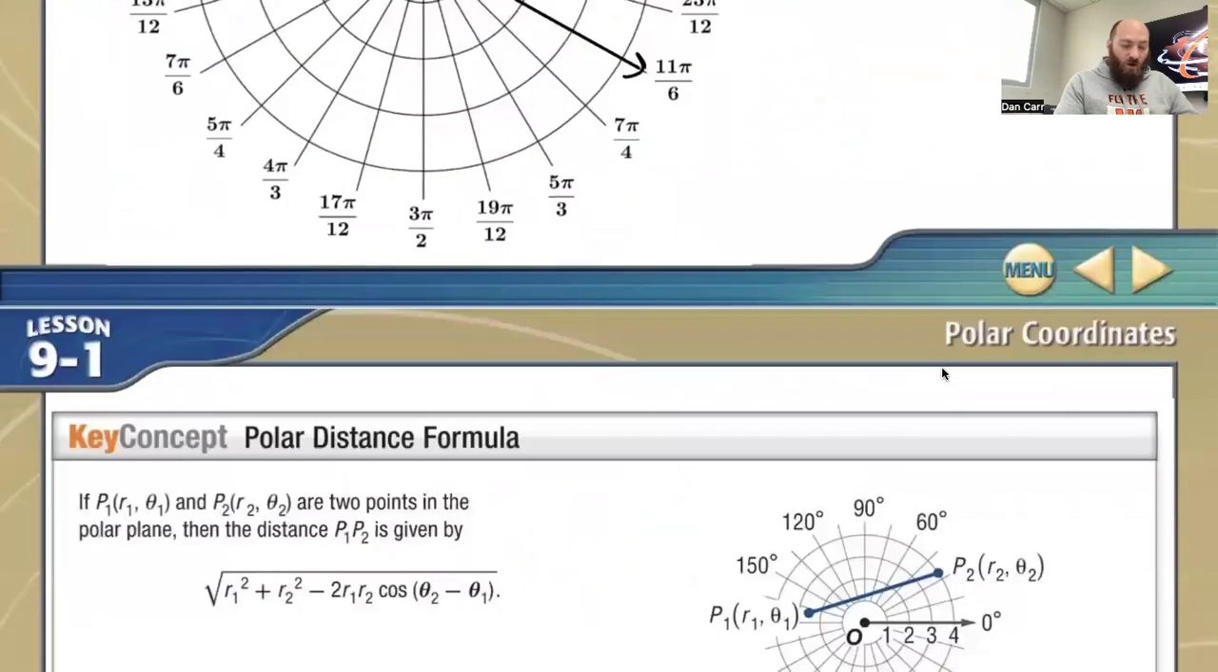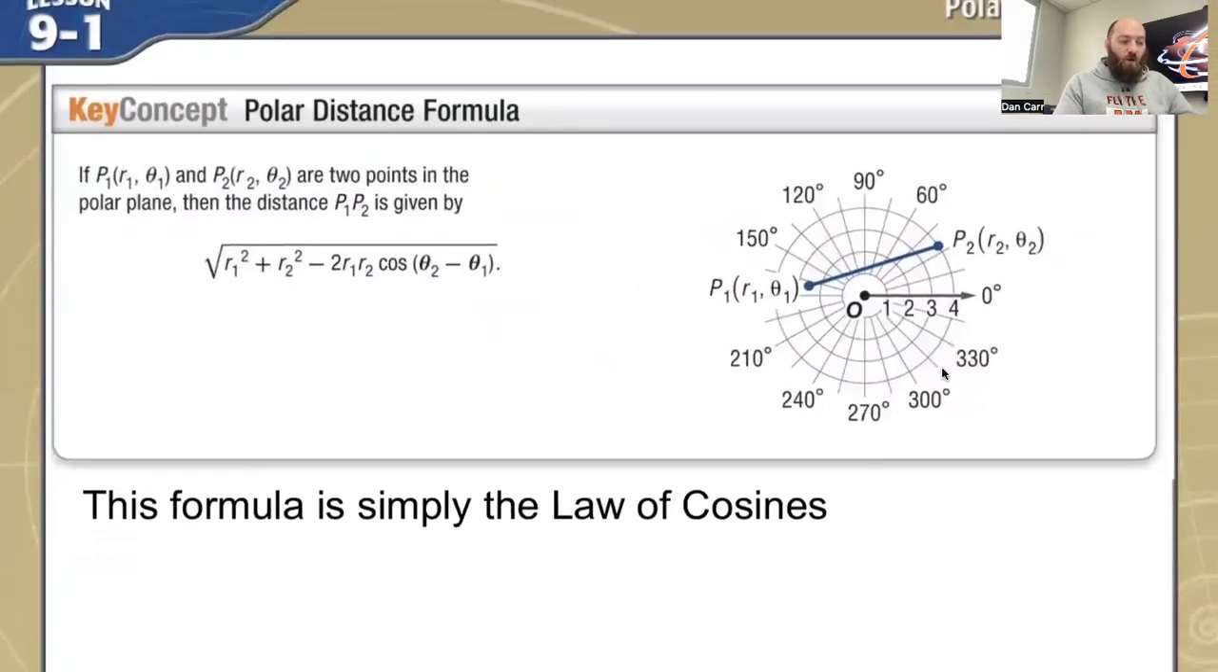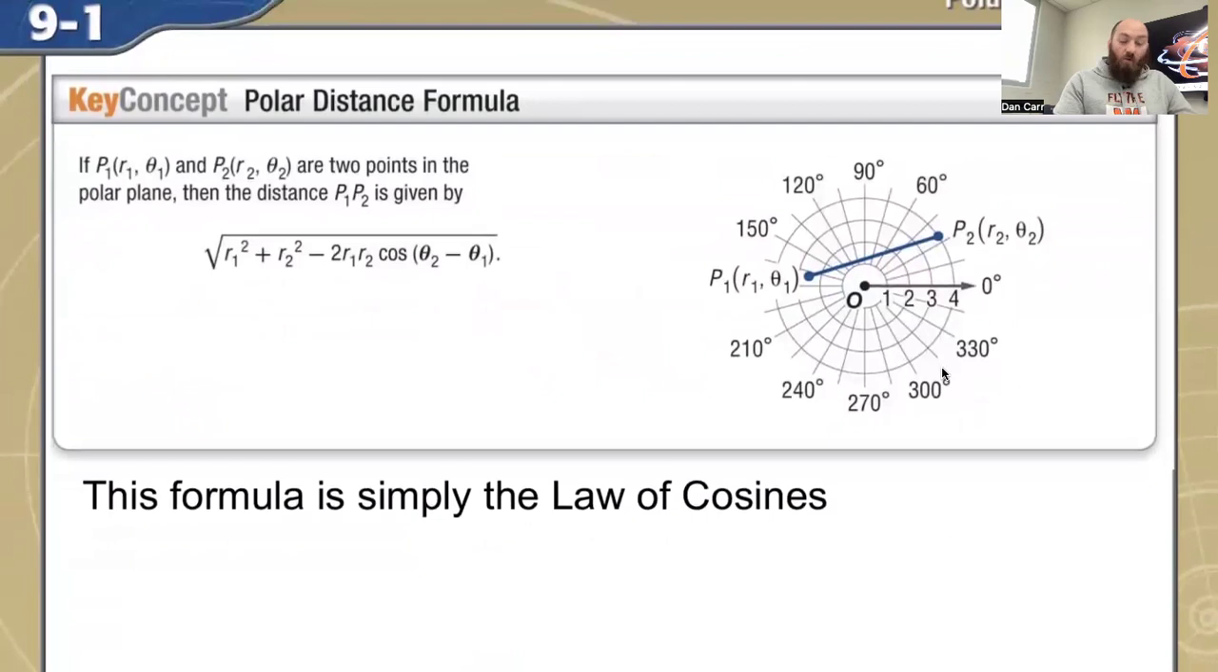So let's continue with our work with our polar coordinates. We're going to look at what's called the polar distance formula. If P1 and P2 are 2 points on the polar plane, their distance is given by this equation here. Let me say the distance is equal to this. Notice how it's value squared plus value squared minus 2 times each of the values times the cosine of an angle. This is basically law of cosines.